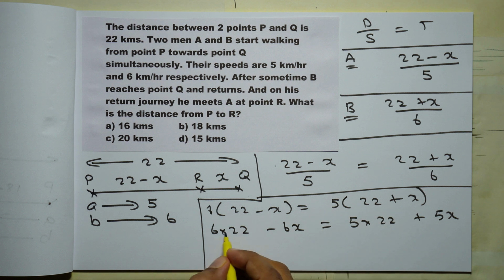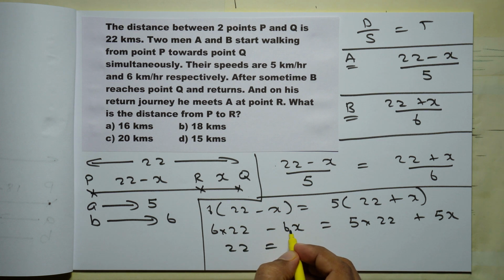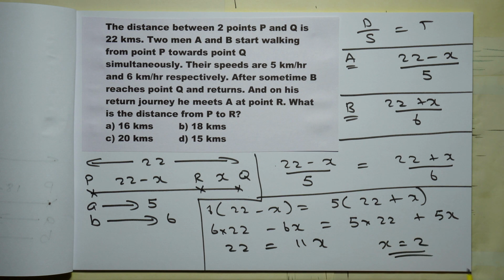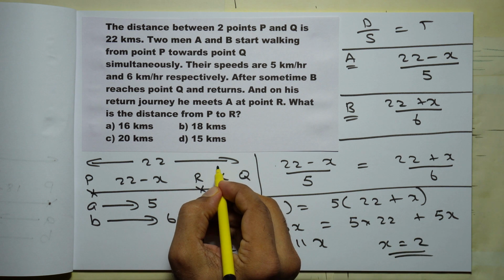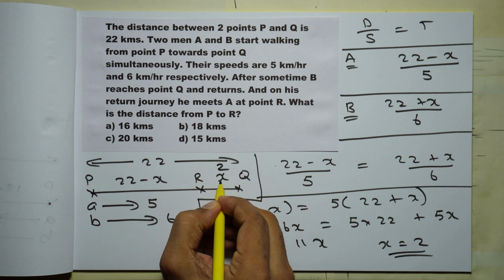5 into 22, I'll just bring it to this side. So 6 into 22 minus 5 into 22, you will get it as 22. Minus 6x, I'll bring to this side. So 6x plus 5x is 11x. So 11x is equal to 22, or x is equal to 22 by 11. So x is equal to 2. So this value is 2. X is equal to 2.